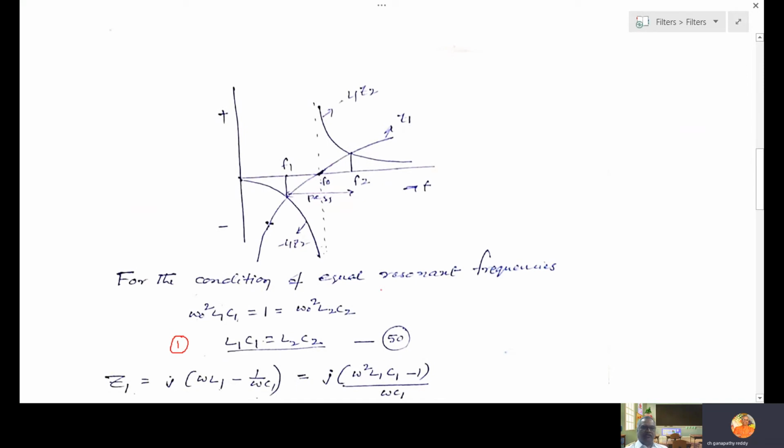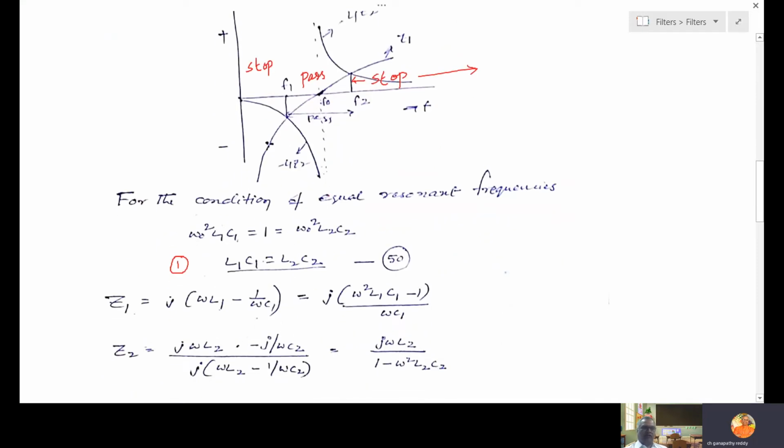So under that modification, up to F1 is an attenuation band, F1 to F2 is a pass band, and F2 to infinity is a stop band. So this portion is a stop band, in between is a pass band, and this is again a stop band. So now it is working like a band pass filter.